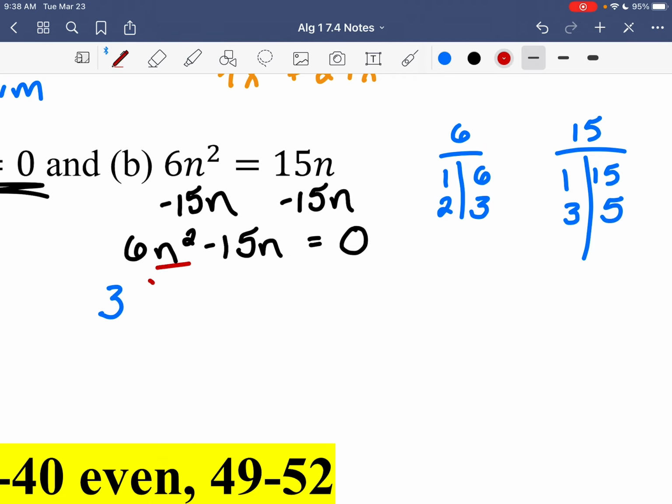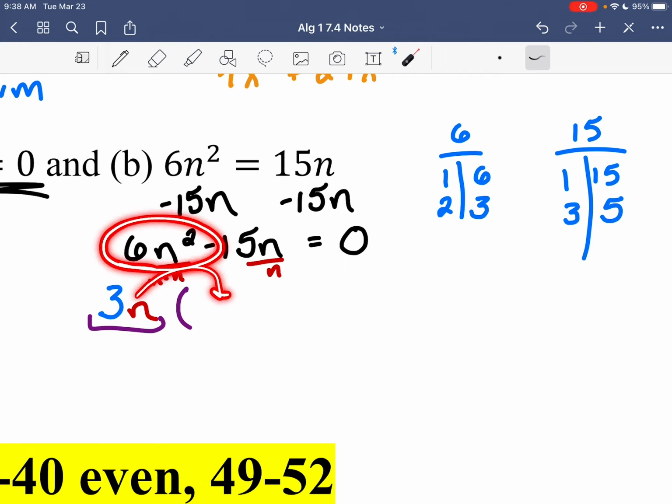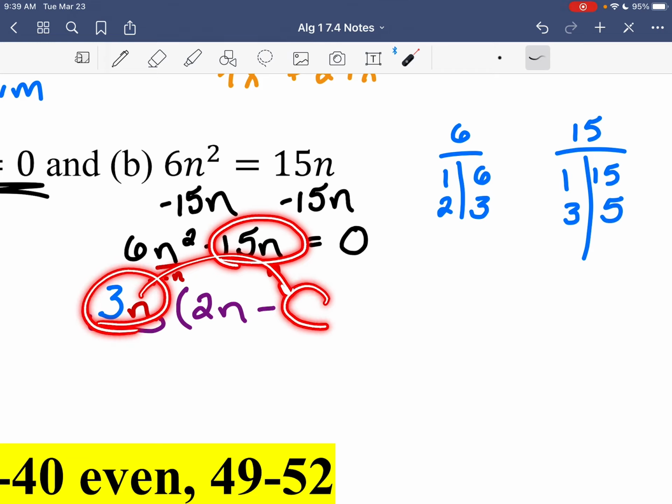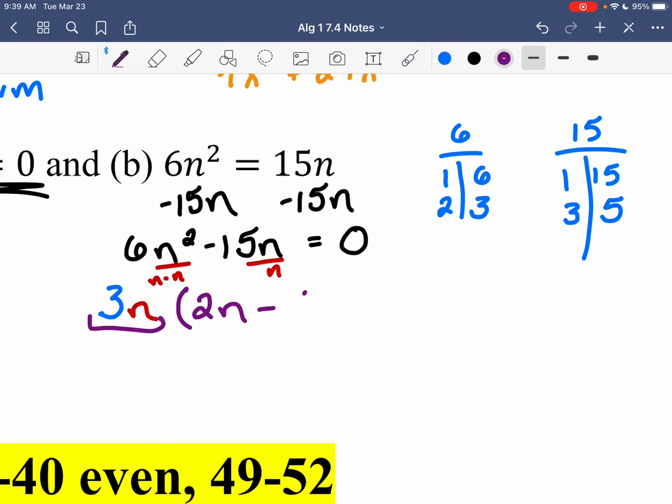Now look at my variable parts. Here I've got 2 n's. Here I've got 1. The biggest they have in common is 1n. So 3n times what? Again, we want to distribute in and get this 6n squared. So I'm going to multiply 3 times the 2, and I'll need 1 more n. Now multiply it. 3n times 2n is 6n to the second. And then I want a negative 15n, so I'm going to have a negative. 3 times what is going to give me negative 15n? So 3n times what? Give me that negative 15. Well, negative 5. I don't need an n. I've already got the n right here.